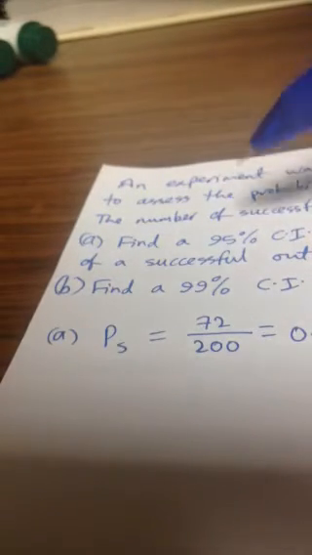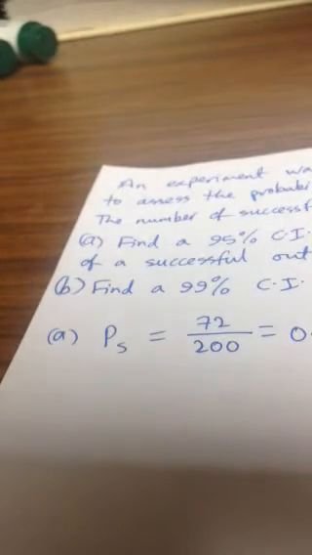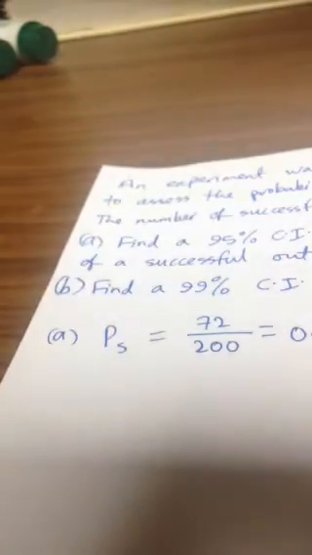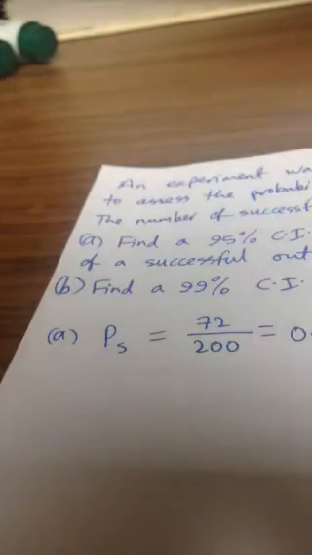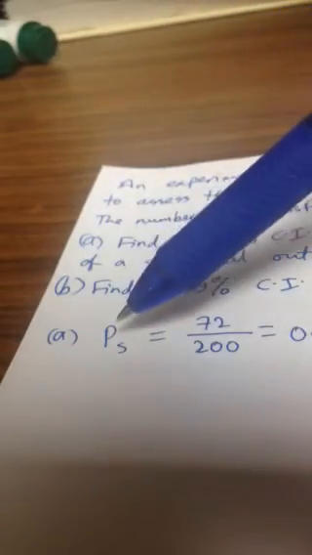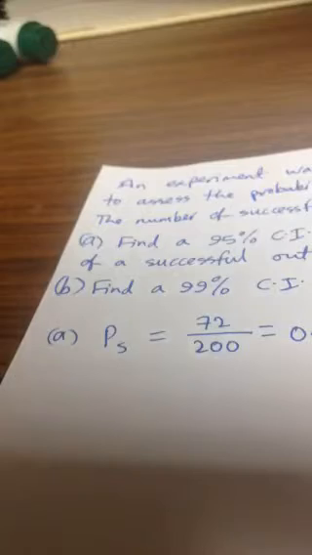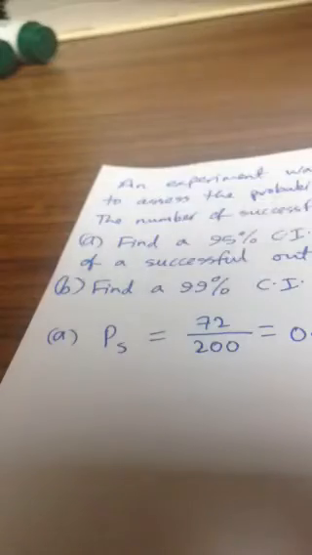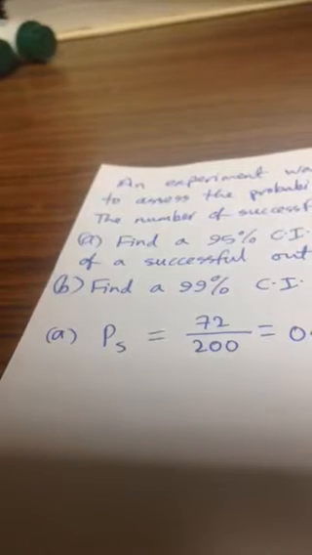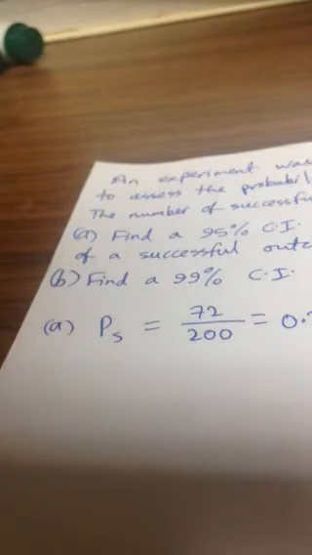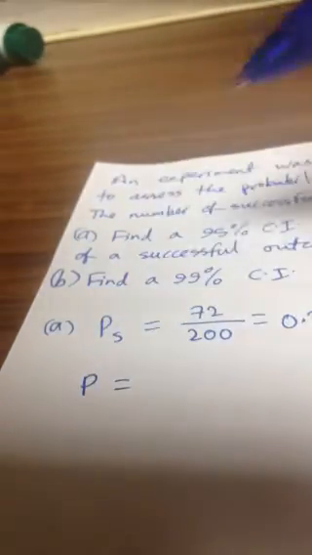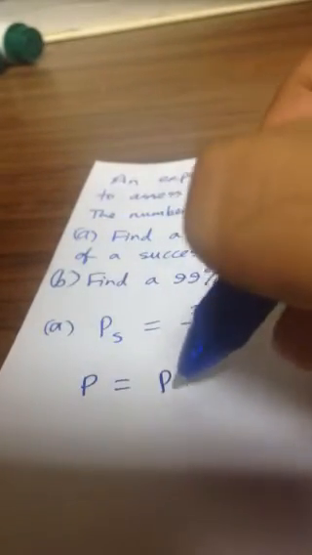We want to calculate a 95% confidence interval for P, the probability of a successful outcome. So P is actually the population proportion. We can use our sample proportion as an unbiased estimate of the population proportion, assuming that our sample is representative of the population from which it was drawn. So the confidence interval for population proportion P is going to be symmetrical about the sample proportion.